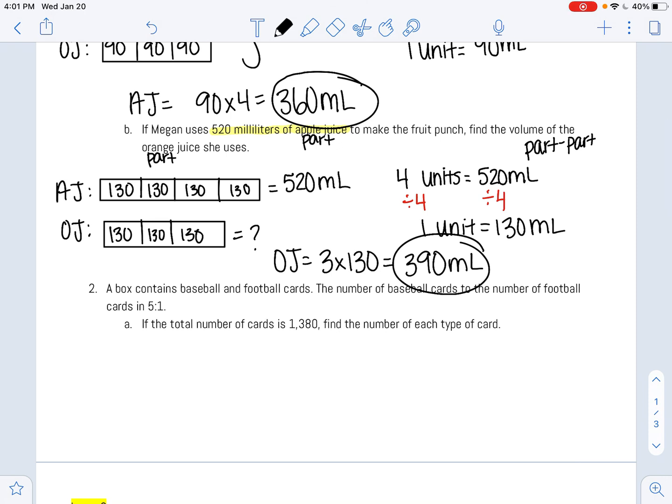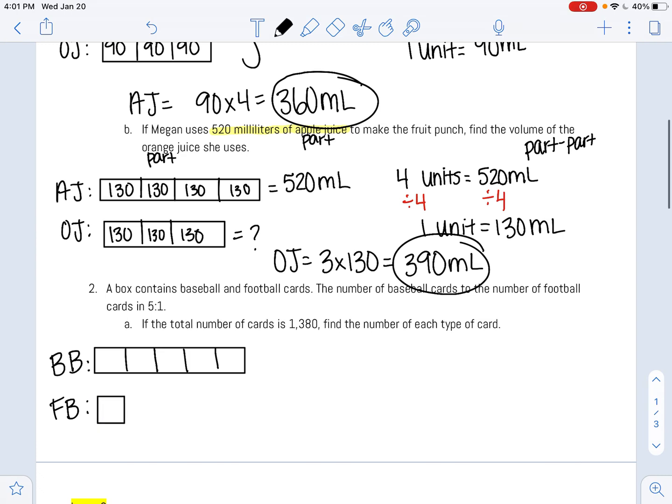Looking at problem 2, a box contains baseball and football cards. The number of baseball cards to the number of football cards is 5 to 1. Let's start by drawing our picture. Baseball to football is 5 to 1.